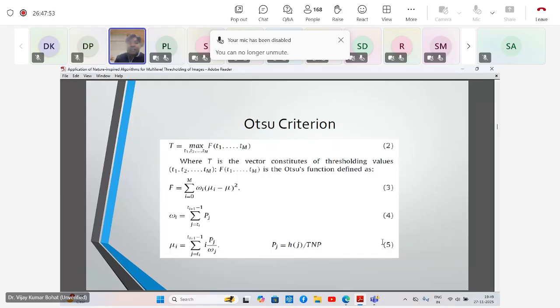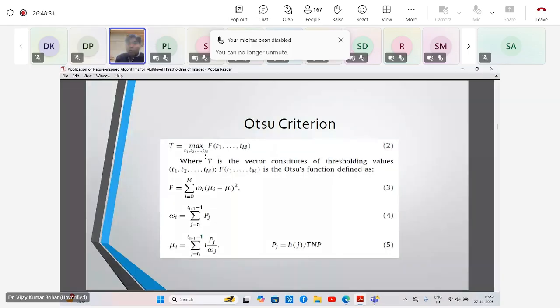Otsu proposed that we have to maximize a function which consists of m thresholds. Suppose we want to divide the image into m+1 classes, so we have to find the best m thresholds that we are going to place in the image, and with those thresholds we are going to have m+1 distinct classes in the histogram, and we are going to give a different value to each class, so that the image looks like it is segmented. Here T is the vector constituting the thresholding values, T1 up to Tm.